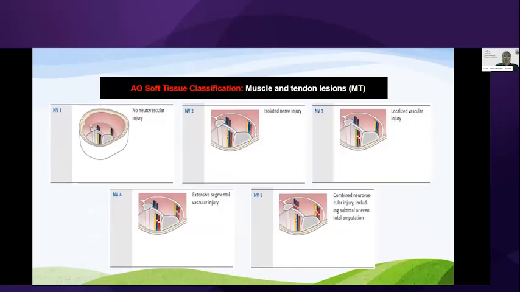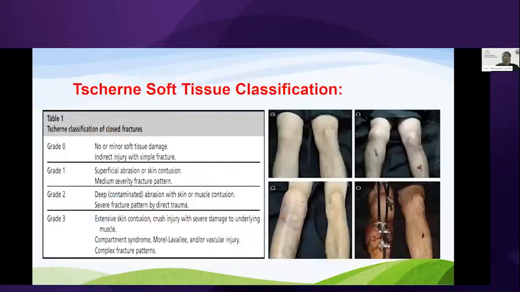Also, the muscle and tendon lesion, type 1, no neurovascular injury. Type 2, only nerve injury. Type 3, localized vascular injury. Extensive segmental vascular injury, combined neurovascular injury with subtotal or even total amputation. Journey classification.